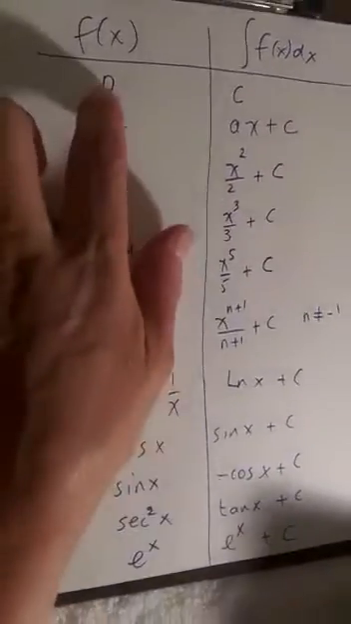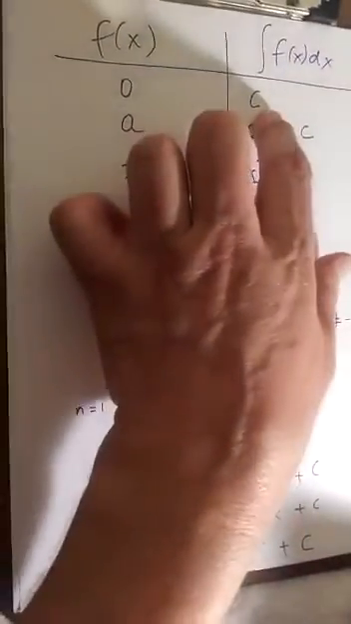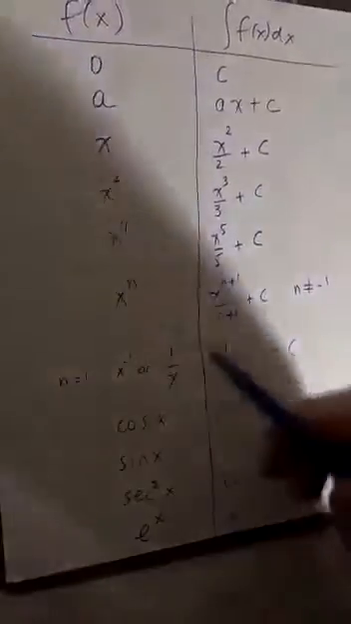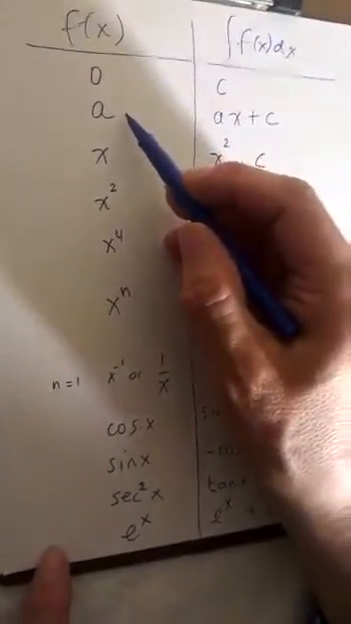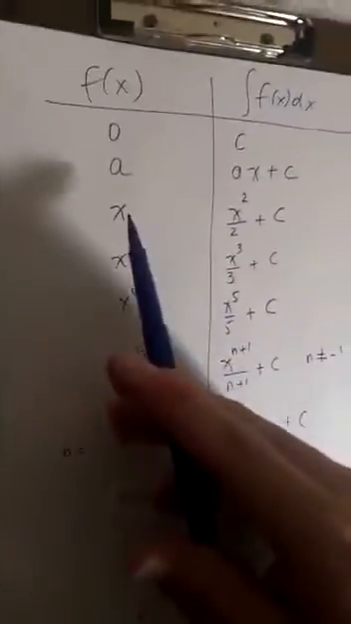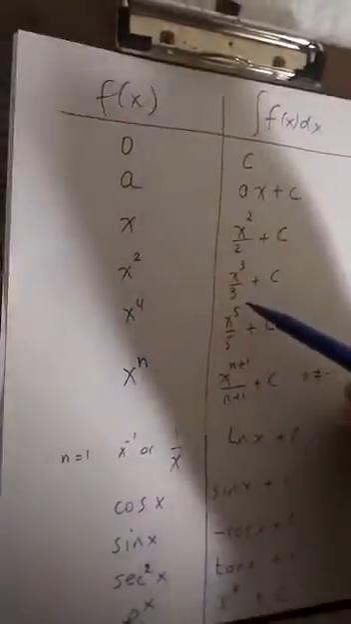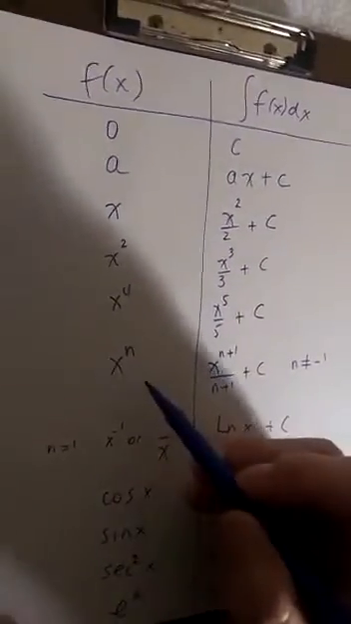Okay, for example, if you're integrating 0, the integral is just c. If you integrate a, the integral is ax plus c, and a can be any number. For example, suppose you're integrating 10, the integral of 10 would be 10x plus c. When you integrate x, it's x squared over 2. x squared will give you x cubed over 3. x cubed will give you x to the 4th over 4.